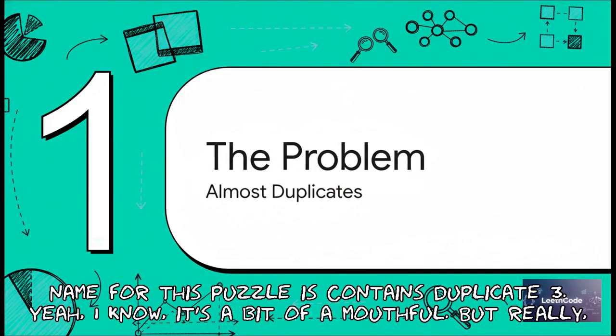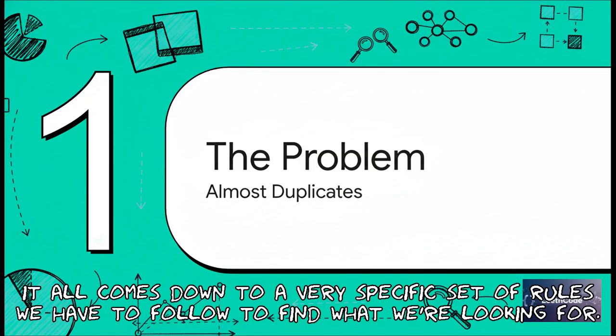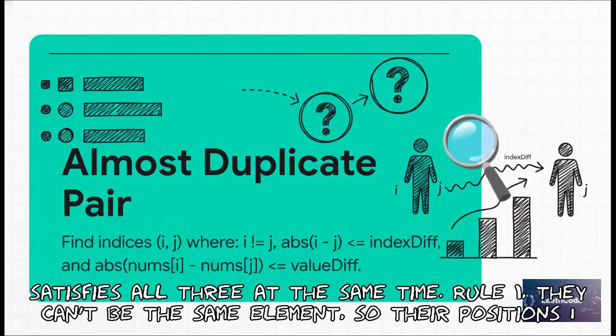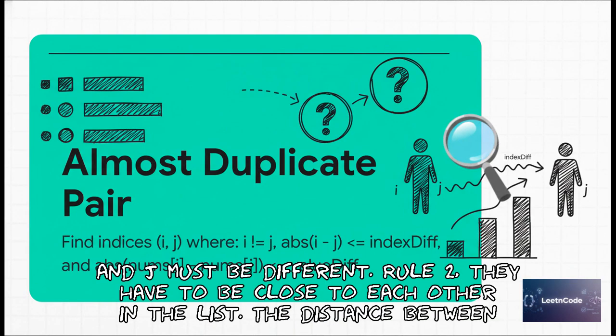So the official name for this puzzle is Contains Duplicate 3. Yeah, I know, it's a bit of a mouthful. But really, it all comes down to a very specific set of rules we have to follow to find what we're looking for. Okay, so here's the deal. There are 3 rules, and we need to find just one pair of numbers that satisfies all 3 at the same time. Rule 1, they can't be the same element, so their positions i and j must be different.